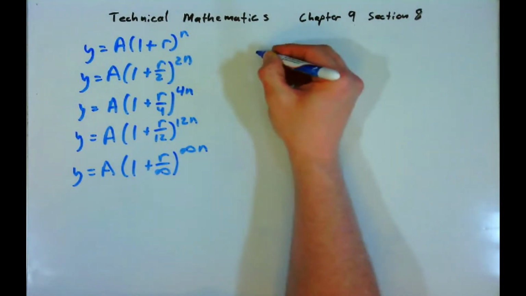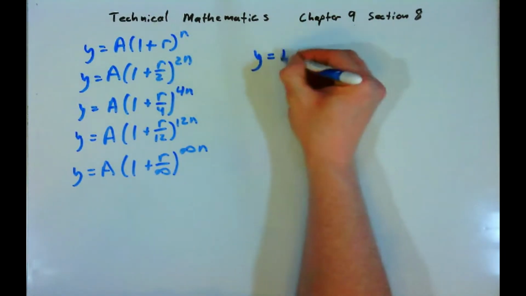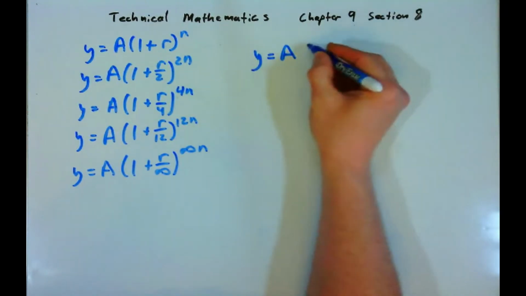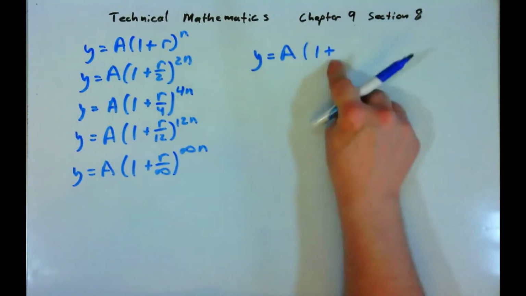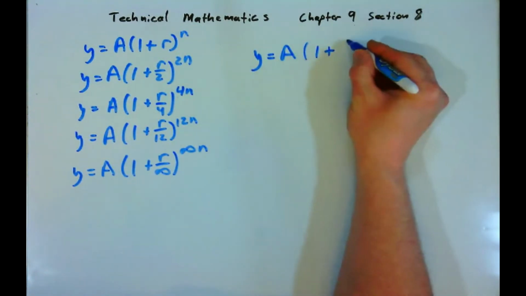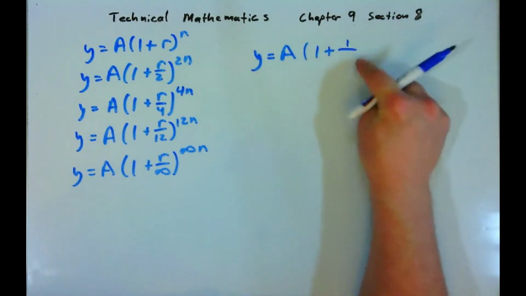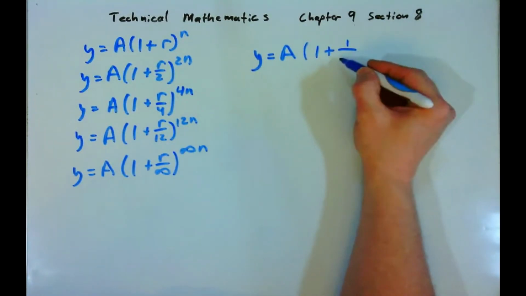And so let's see what happens. How much money would you have after your initial investment? And let's say, just for simplicity, that your interest rate was 100%. So I'm going to use 1 as the numerator. And we're going to divide by a really large number, like a billion.